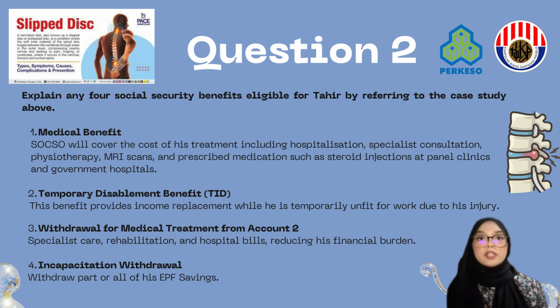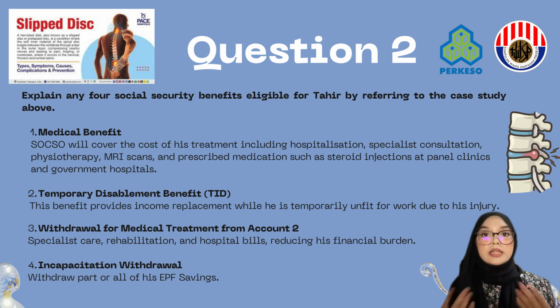Secondly, Tahir qualifies for the temporary disablement benefit as he is unable to work during his recovery period. This benefit provides cash compensation to replace loss of income while he is on medical leave, ensuring financial stability during temporary incapacity. In addition, Tahir can also benefit from the Employees Provident Fund, which is EPF. He may apply for a withdrawal for medical treatment from account 2, which can be used to pay for hospital bills, specialist treatment, and rehabilitation costs, thereby reducing his financial burden.